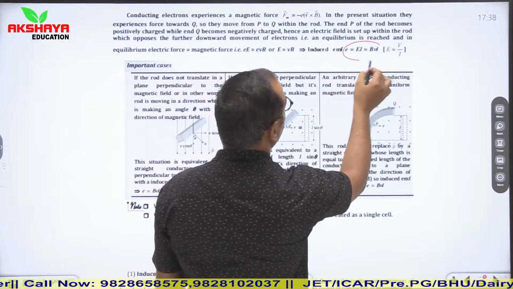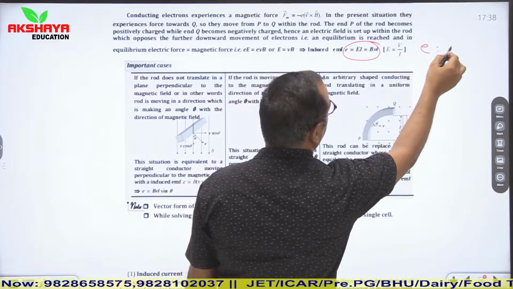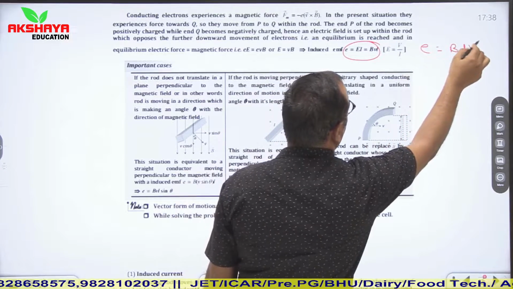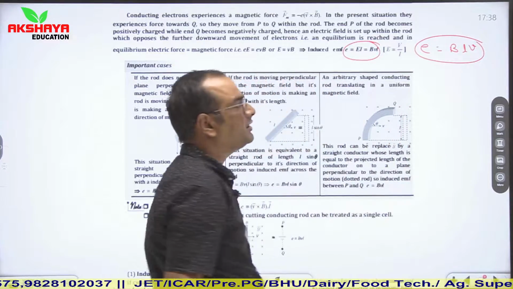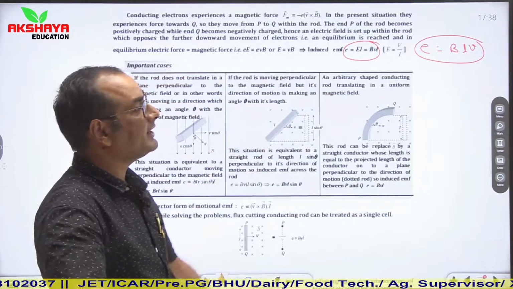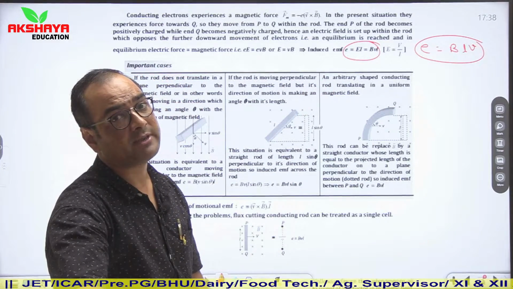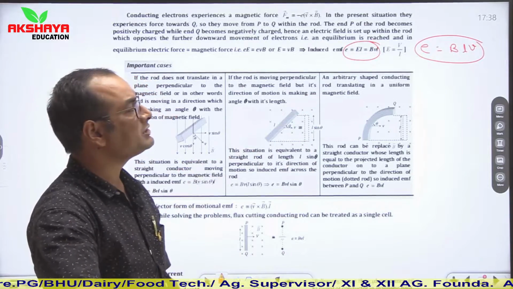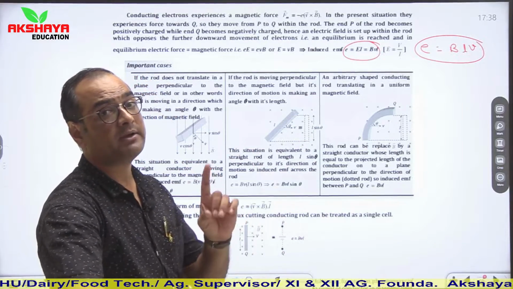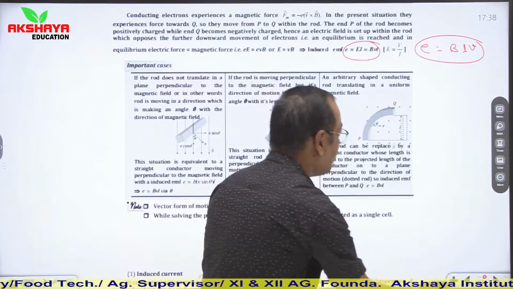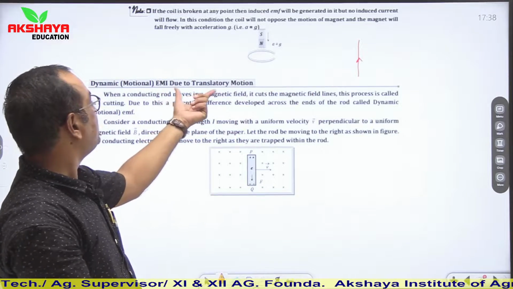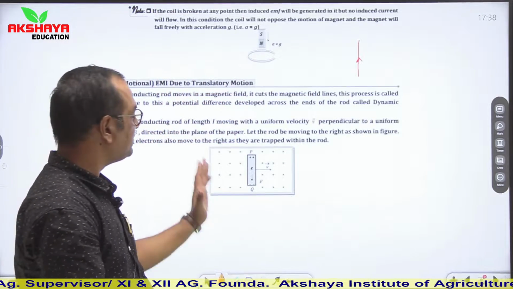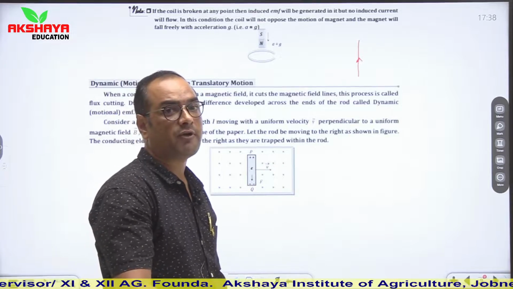E is equal to BLV. Here B is the magnetic field, L is the length of that conductor, and V is the velocity with which it is traveling in that uniform magnetic field. So this is the concept of induced EMF when there is translatory motion. It means this rod is moving with uniform velocity.